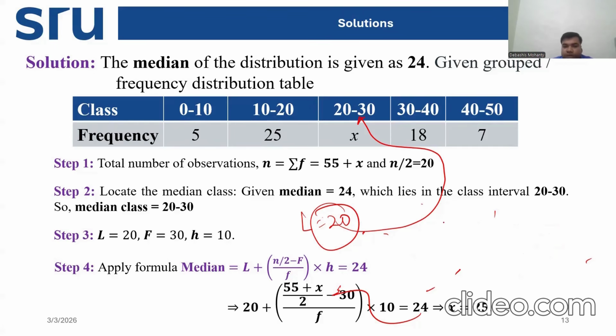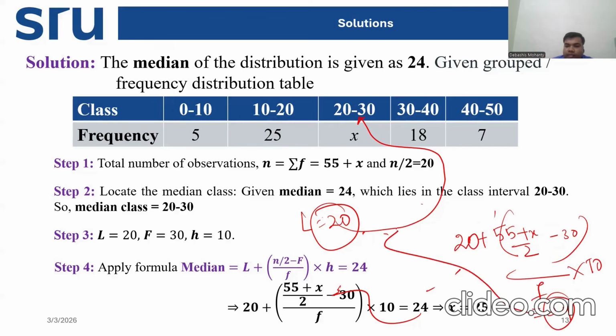We have also written that. After finding all these values, just put them into that formula: 20 plus, with the missing frequency, 55 plus x divided by 2 minus 30, divided by f, into h. H is 10, equal to that value, 24. So by this we can calculate the x value, that is 25. Okay, that is very easy, and we can compute the missing frequency easily here.